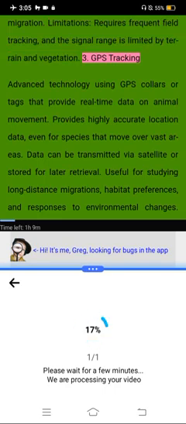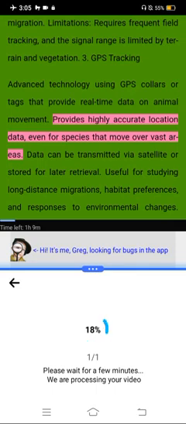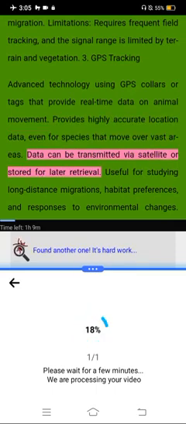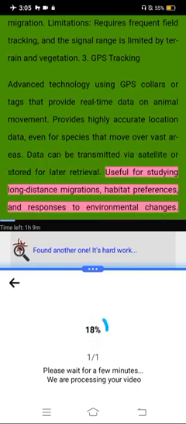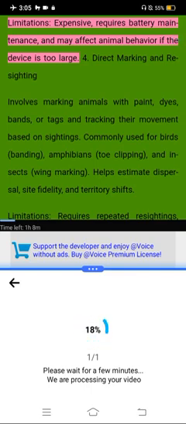3. GPS tracking. Advanced technology using GPS collars or tags that provide real-time data on animal movement. Provides highly accurate location data, even for species that move over vast areas. Data can be transmitted via satellite or stored for later retrieval. Useful for studying long-distance migrations, habitat preferences, and responses to environmental changes. Limitations: expensive, requires battery maintenance, and may affect animal behavior if the device is too large.